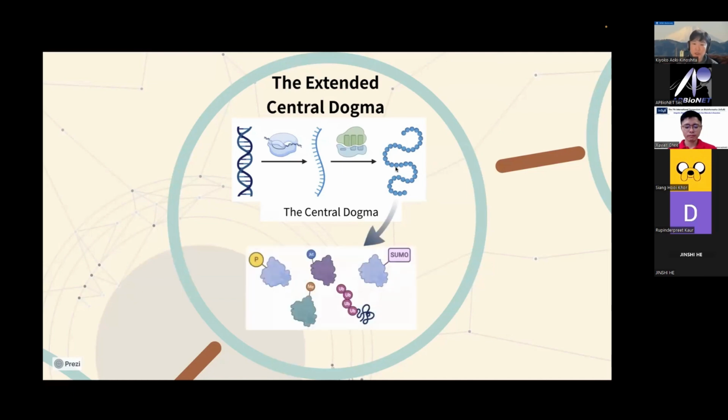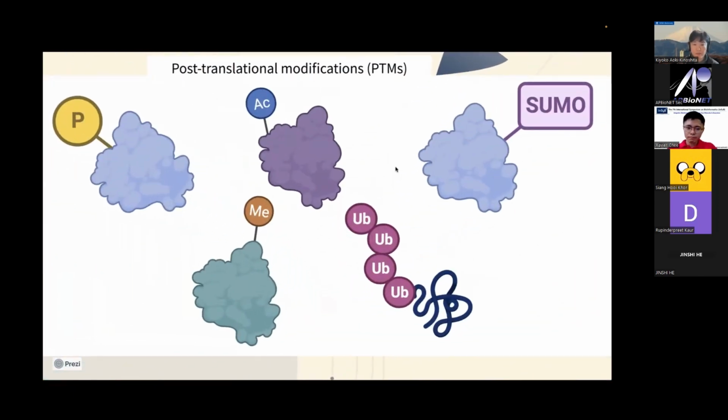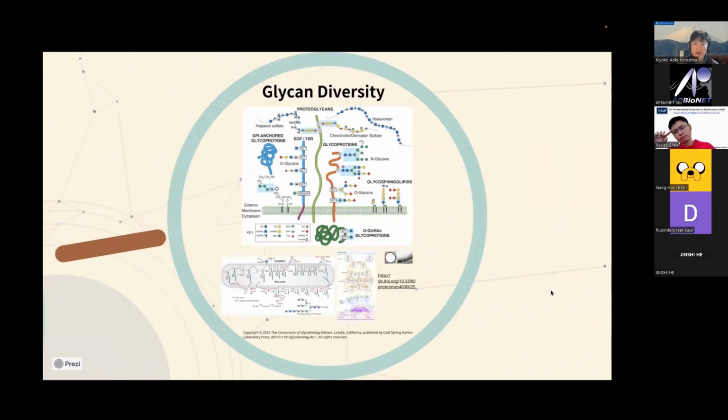There are proteins that, after they take their three-dimensional form, are also post-translationally modified. And there are lots of different types of PTMs: phosphorylation, methylation, acylation, sumoylation, ubiquitination, and they all modulate protein function in some way. But the largest type of PTM is glycans, glycosylation. These are very diverse molecules that are attached to proteins.